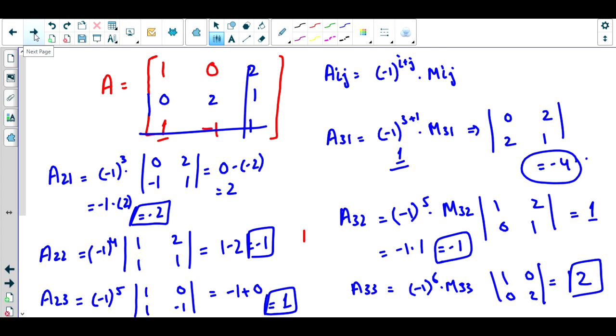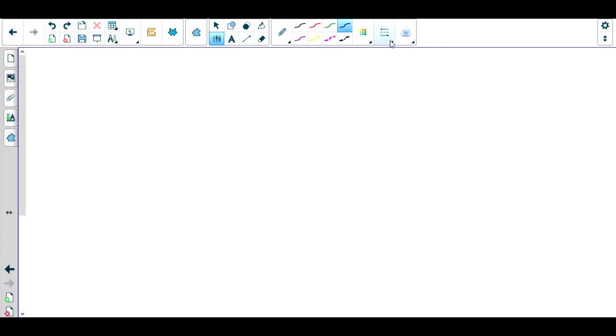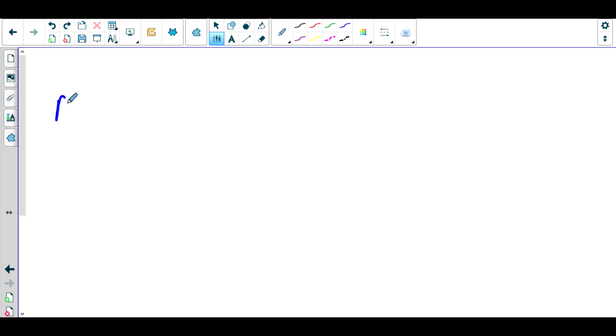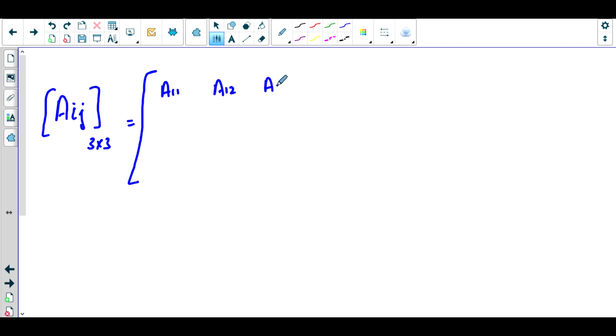When we have all the cofactors, we can write them. To avoid mistake, it's always better to do this step. Don't do directly in exam, because in exam there is a lot of pressure. There is a chance of mistake where it's Aij, and this matrix is 3 cross 3. This is the matrix of cofactors. We have A11, A12. One extra step can save a lot of time.